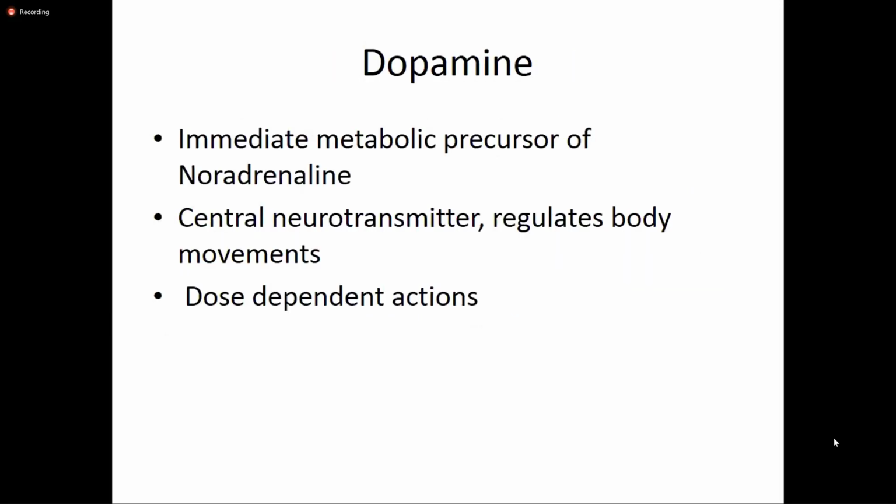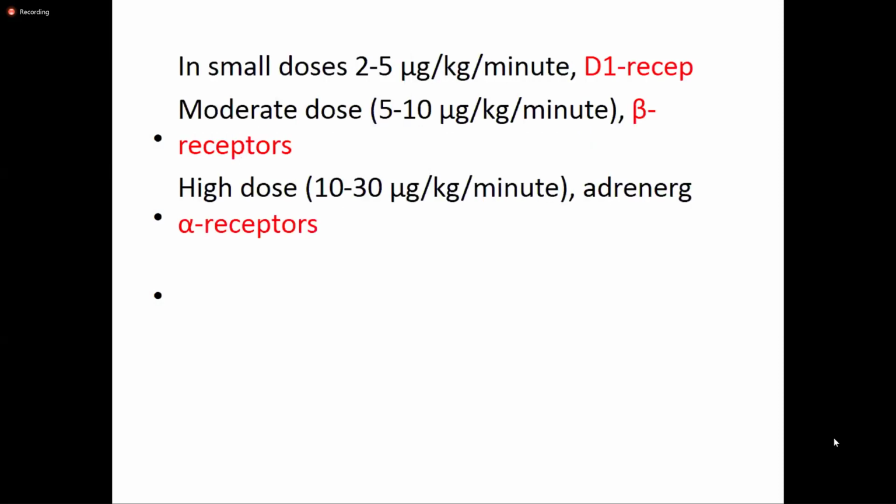And dopamine has a dose-dependent action. It is responsible for stimulation of dopamine receptors, alpha receptors, as well as beta receptors, depending on the dose. On a low dose, it stimulates the dopamine receptors. At an intermediate dose, it stimulates the beta receptors, and at a high dose, it is responsible for stimulation of the alpha receptors. So dopamine, adrenaline, and noradrenaline are all endogenous catecholamines.